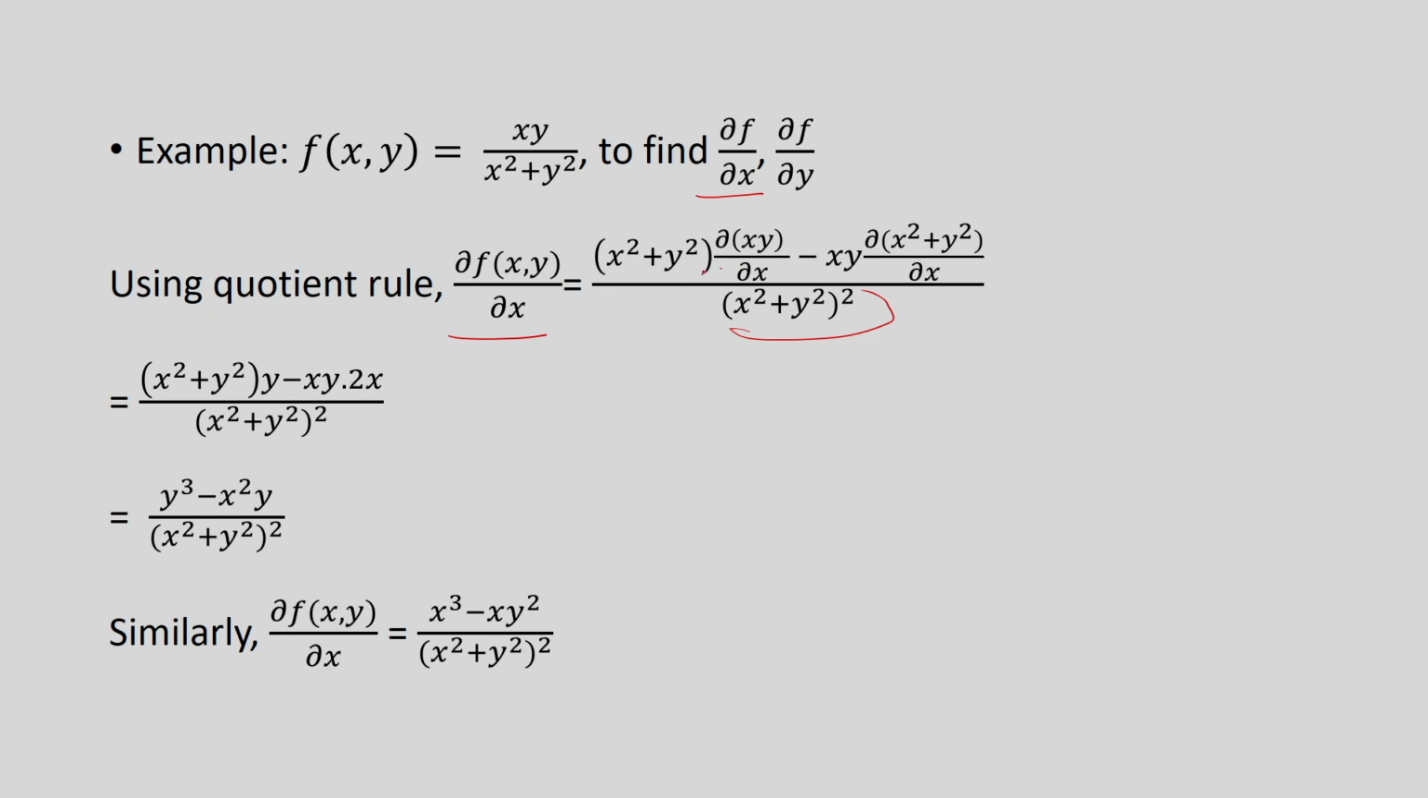Here is the important thing: you have to take the partial derivative of the numerator with respect to x, minus the numerator multiplied by the partial derivative of the denominator with respect to x, and the rest is just simplifying this particular expression. If we do that, I will arrive at this expression, which is y cube minus x square y, the whole thing divided by x square plus y square, the whole square. Similarly, the function is symmetric. So, if you have del f del y, then this should be the corresponding expression.